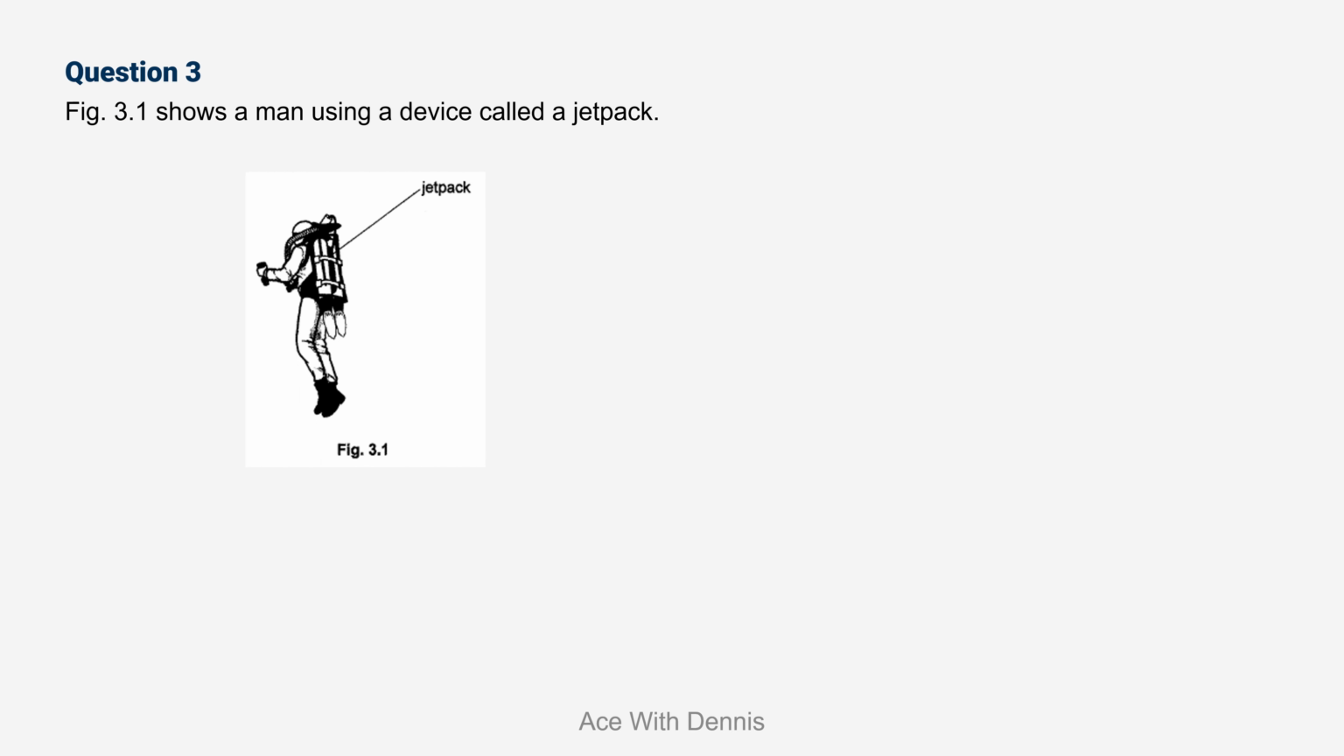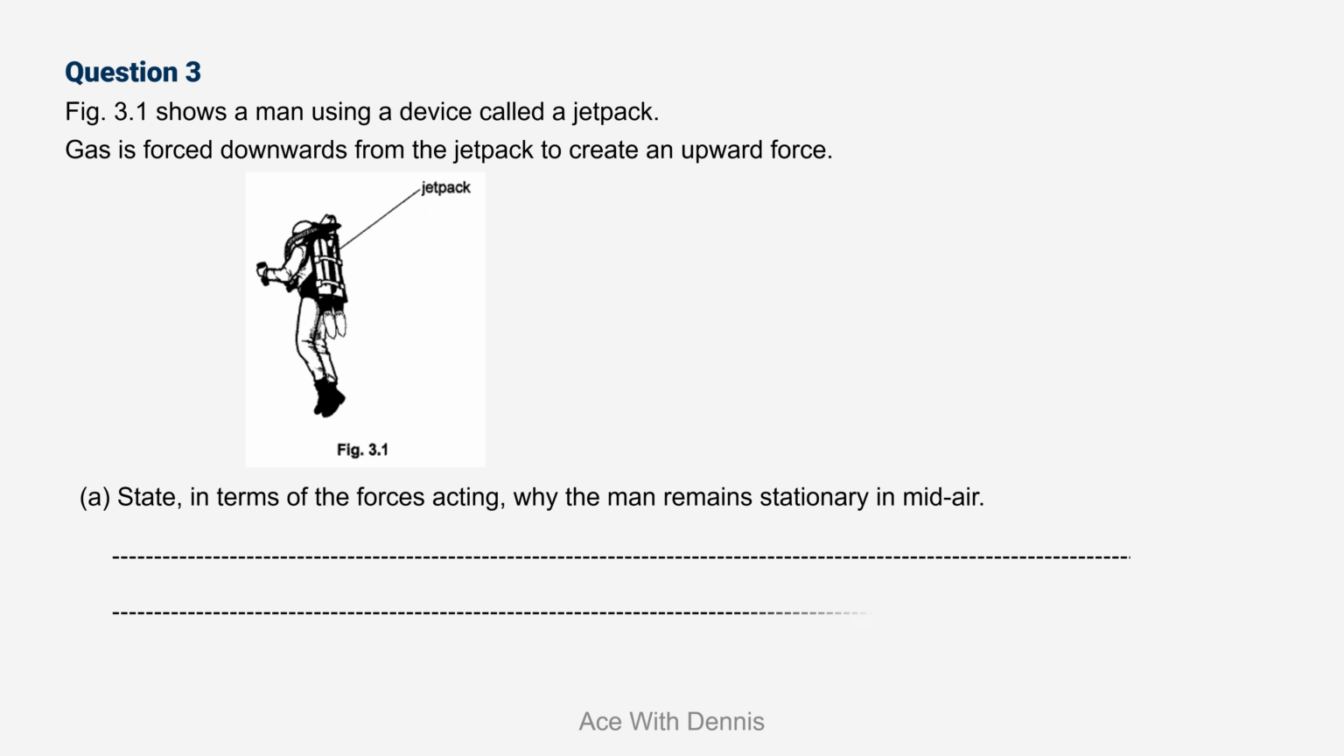Question 3. Figure 3.1 shows a man using a device called a jetpack. Gas is forced downwards from the jetpack to create an upward force. A. State in terms of the forces acting why the man remains stationary in midair. 1 mark. The keyword here is remains stationary.